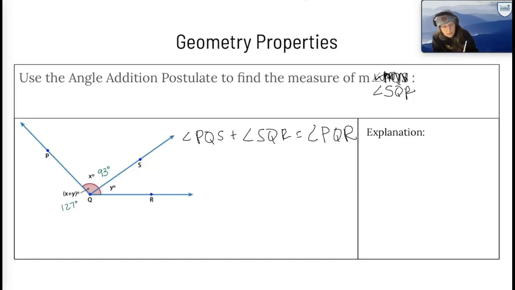Let me make sure I'm doing this right. PQS is 93 plus y, which is the value of SQR. 127 is the value of PQR. So we're going to substitute that in blue.